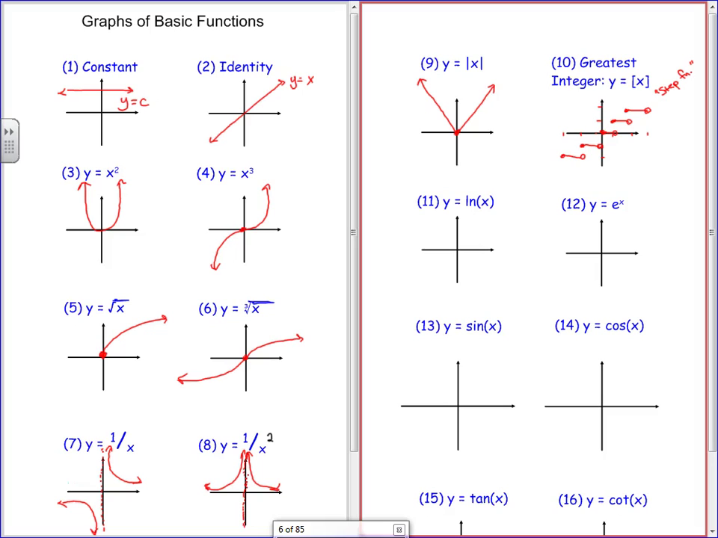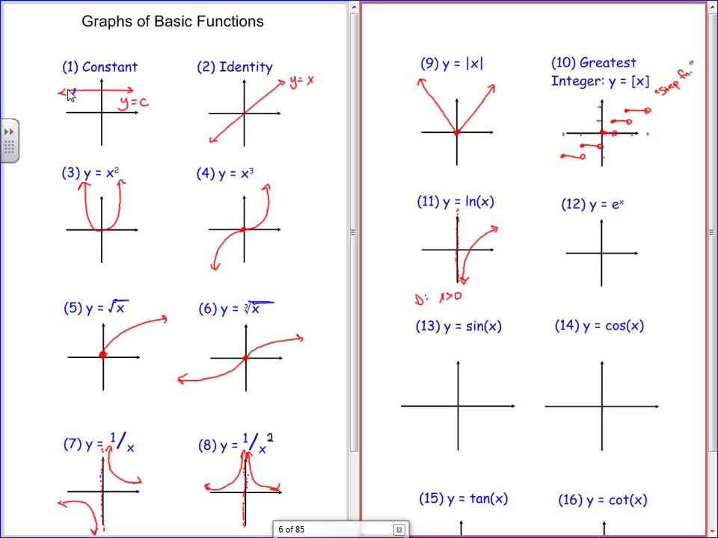ln of x has a vertical asymptote at 0. That's why the domain problem, you might want to put a little hint. This would be a good place just to remind yourselves. For any logarithm, the inside part, the argument, has to be greater than 0 because of my visual people, because of the vertical asymptote.